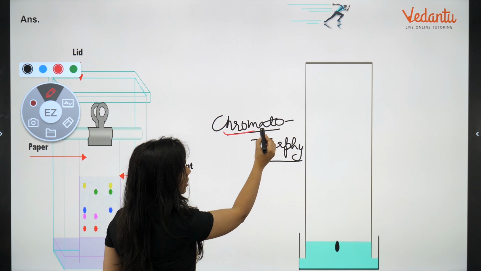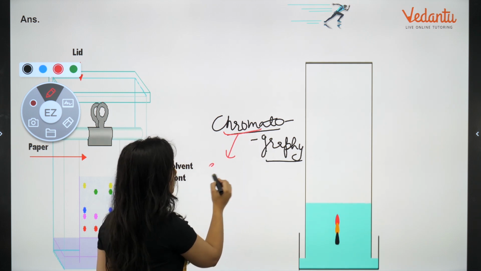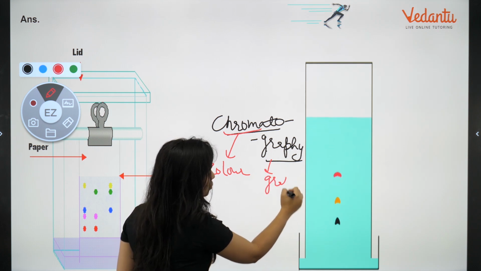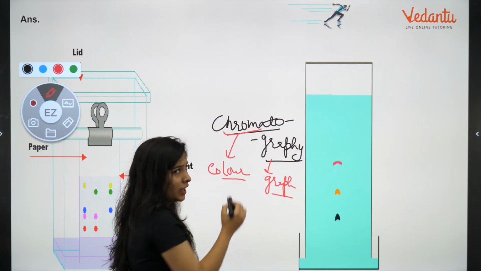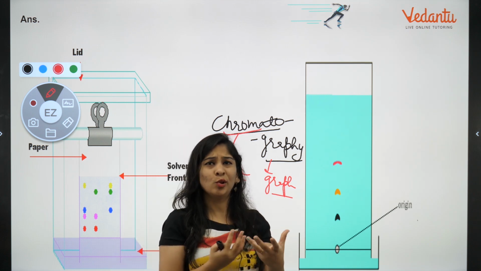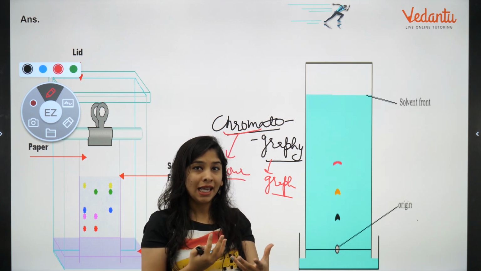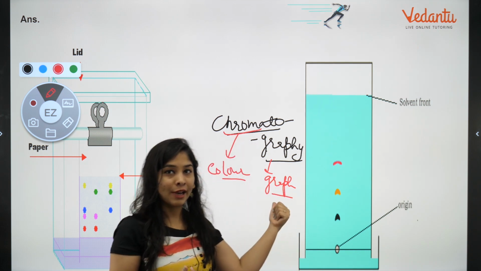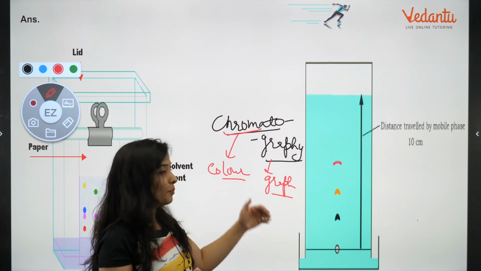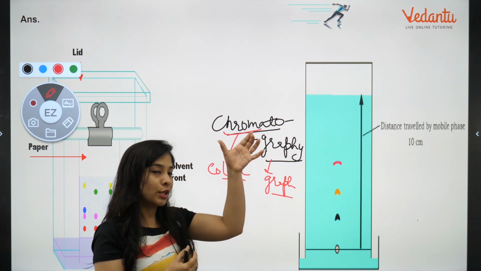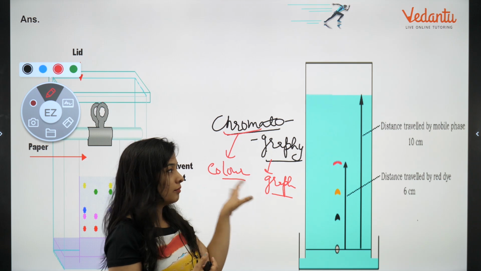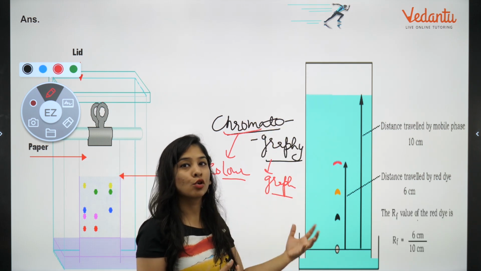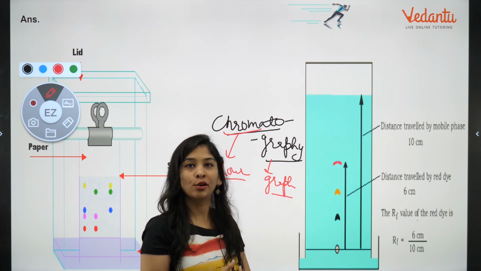This chroma word itself means color, and graphy means a graph. So chromatography means we can have a graph, on any paper or something, in which different colors can be there. So this technique, chromatography, is specifically used to separate colored components, and you can show it on a graph. The paper on which we show different colors is known as a chromatograph, and the technique is known as chromatography.